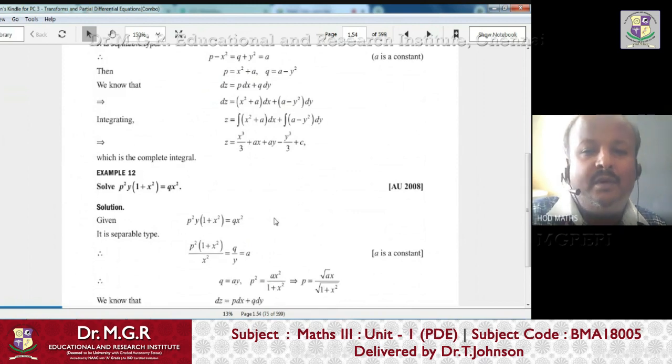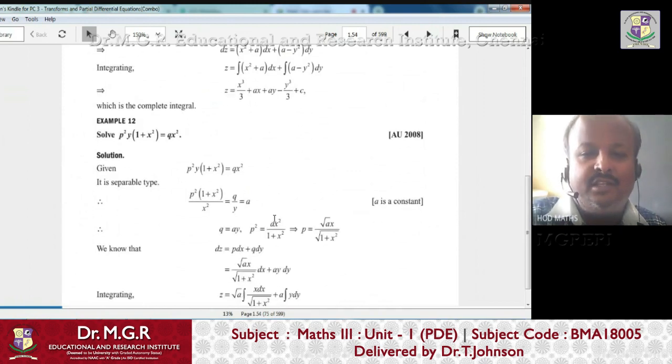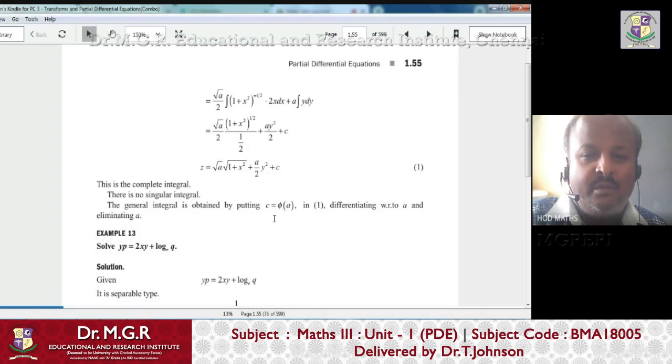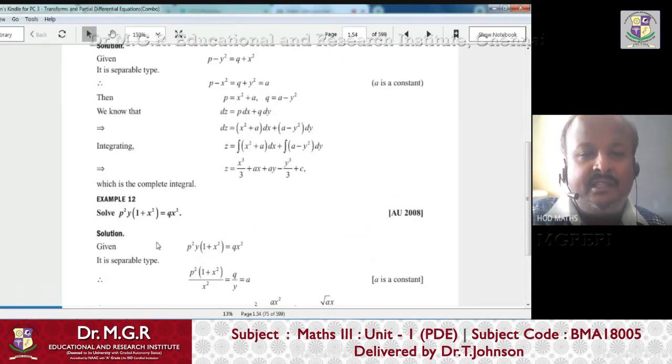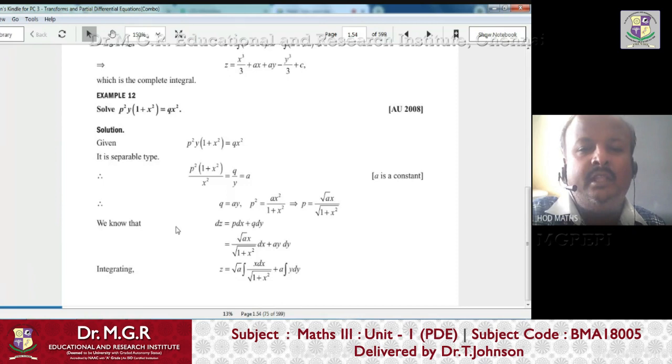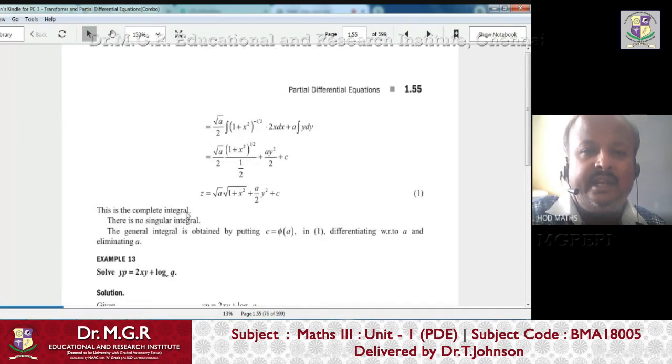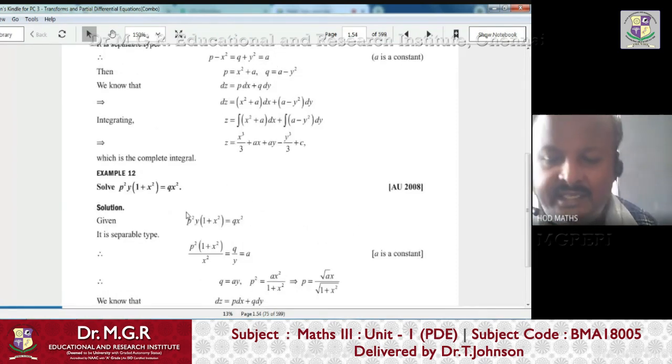I gave some homework problems to your friends also, and I will give you the same two homework problems. Right? So I'll take the attendance now. In the meantime, note down this problem. Example 12: P square Y times 1 plus X square equals QX square. This is homework for you. Then once you write this, tell me, and I will give you the second homework problem. So give your attendance at the same time.